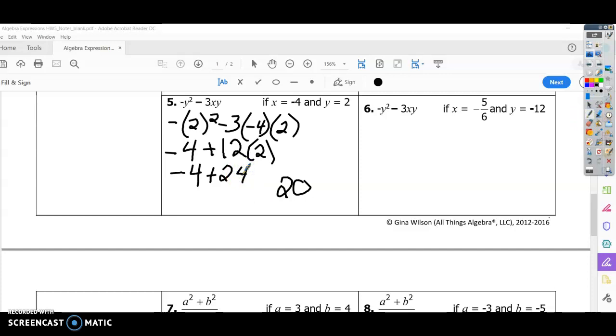Number 6 has a fraction, so I'm not going to skip it. I do want to have you pause the video and try to work it out first. And then once you get an answer, start the video back so that you can see if you did it correctly.